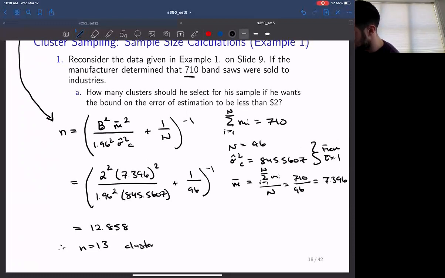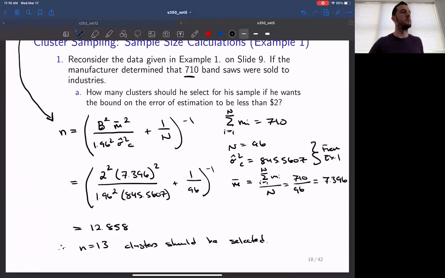Therefore, n equals 13 clusters should be selected. All right.